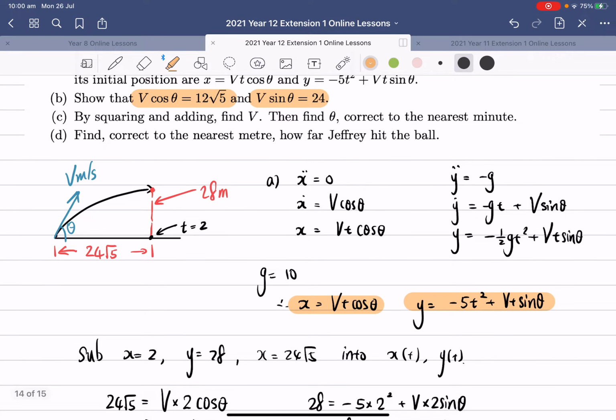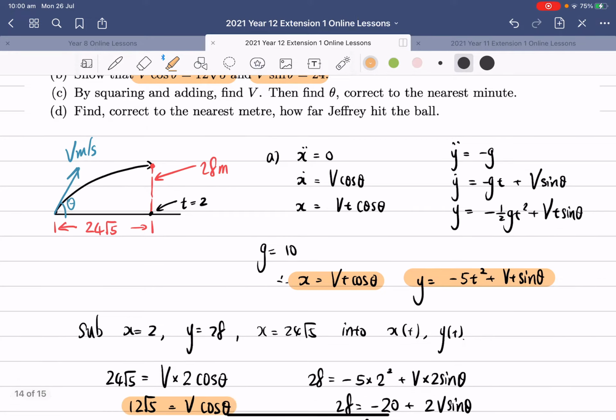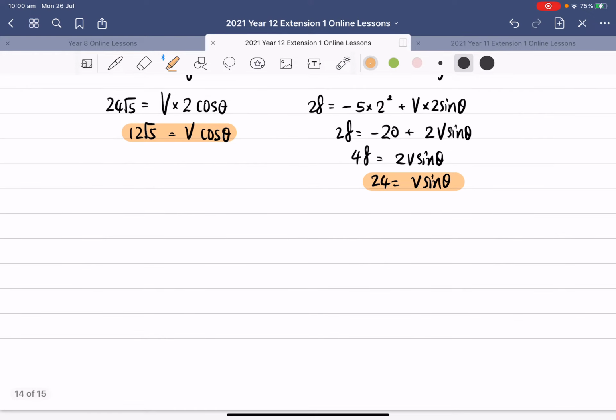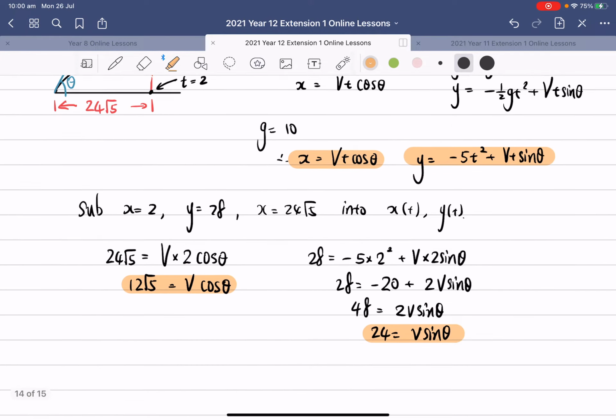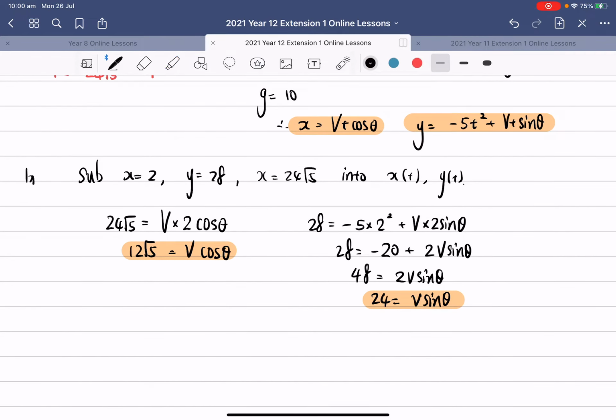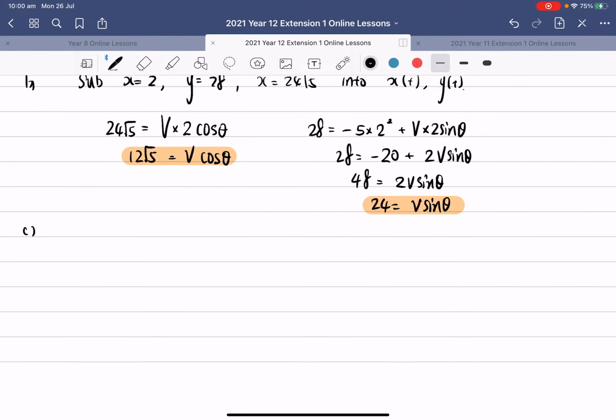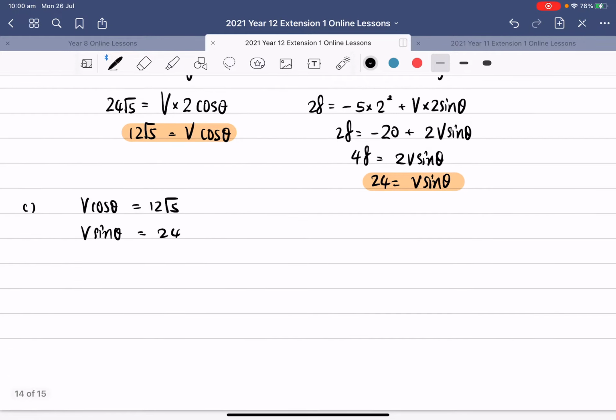Okay, now question C. By squaring and adding find v, find theta to the nearest minute. Okay, so it even tells you what to do. So it's a pretty simple and straightforward question. So for question C, we've got two equations here, and we have two unknowns, v and theta.